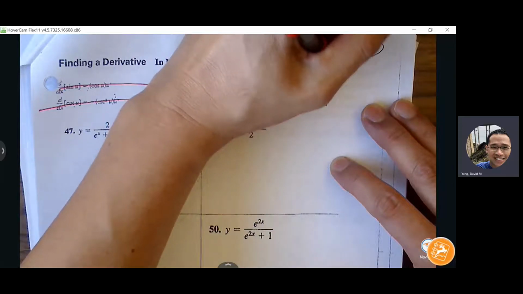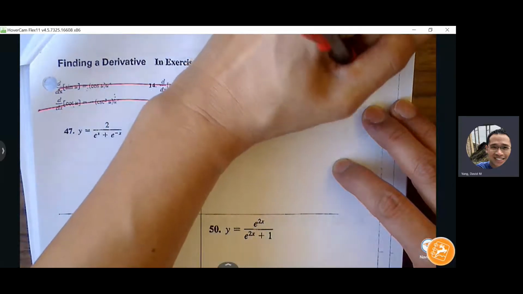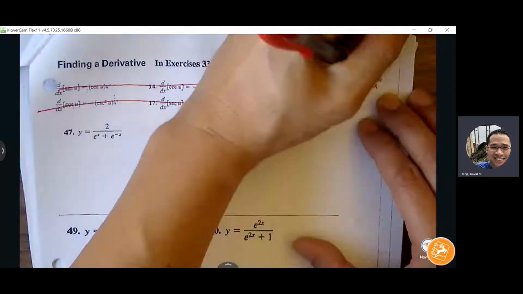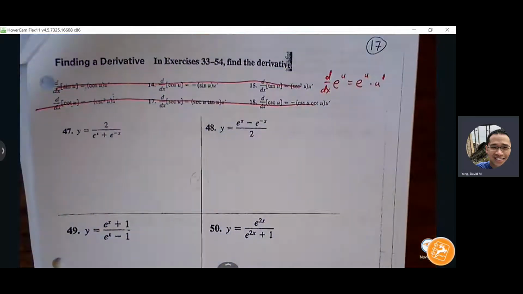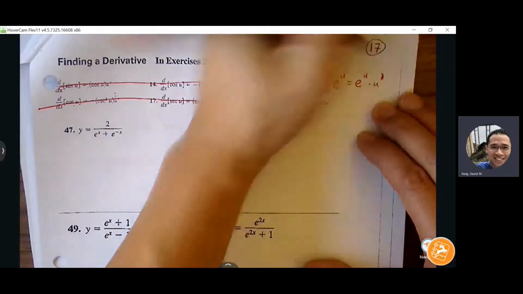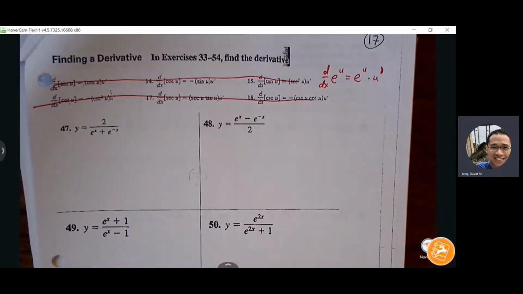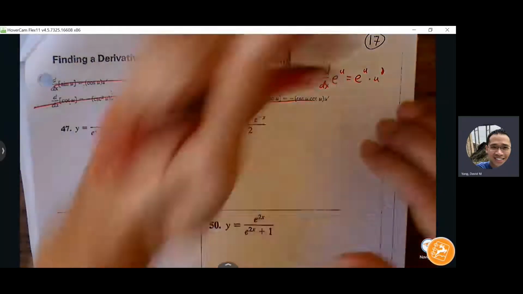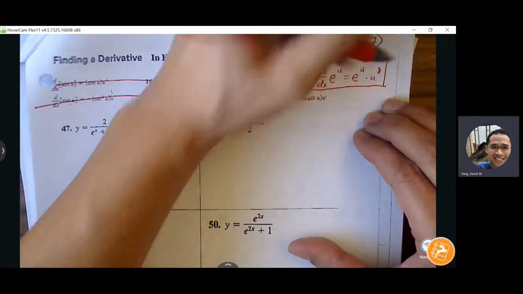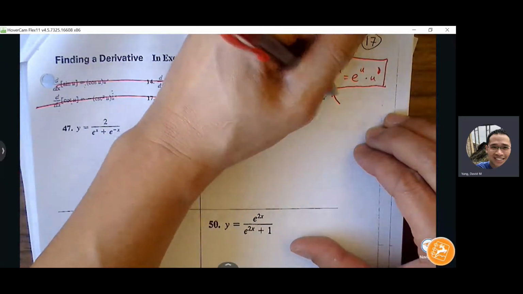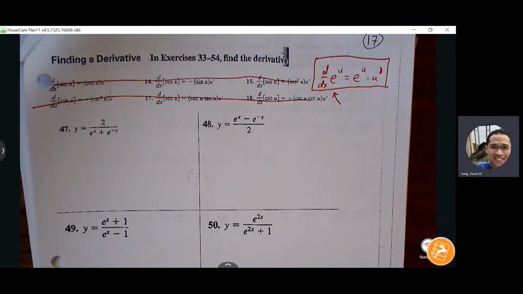There's a rule for e to the u, and that rule is e to the u times u prime. Let's just put it up at the top so that we can have reference to it. E to the u times u prime. There's something subtle but important that I realized it was good to bring up during previous classes: the e to the u times u prime rule, I find that it's pretty easy because it's really just the function itself times the exponent's derivative.